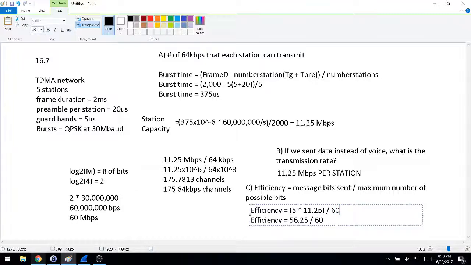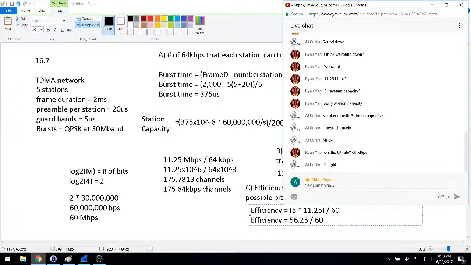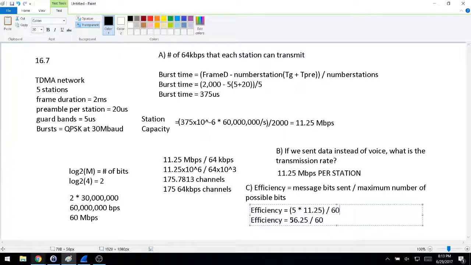11.25 is already in megabits per second, so we don't want "million" over here to confuse us. This is a ratio that we're looking at. We're broadcasting 11.25 from each station, and we have 5 of them. So our practical, or real, transmission rate is 56.25. But our numbers were telling us we could do up to 60 megabits per second, our maximum capacity based on the variables given at the beginning. And so our efficiency is the ratio of the two.